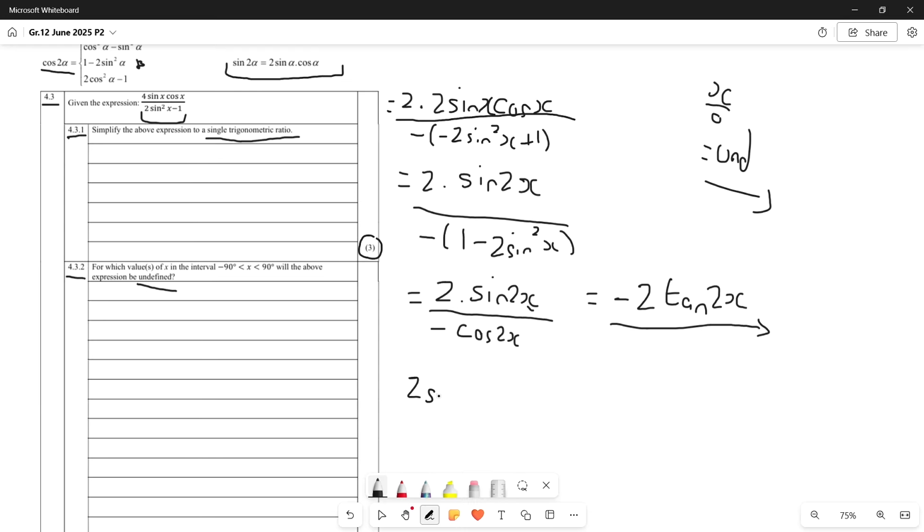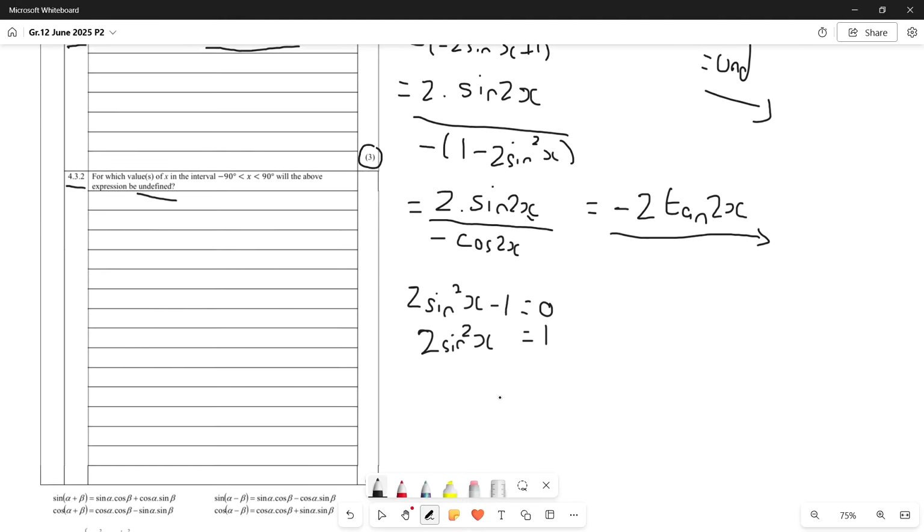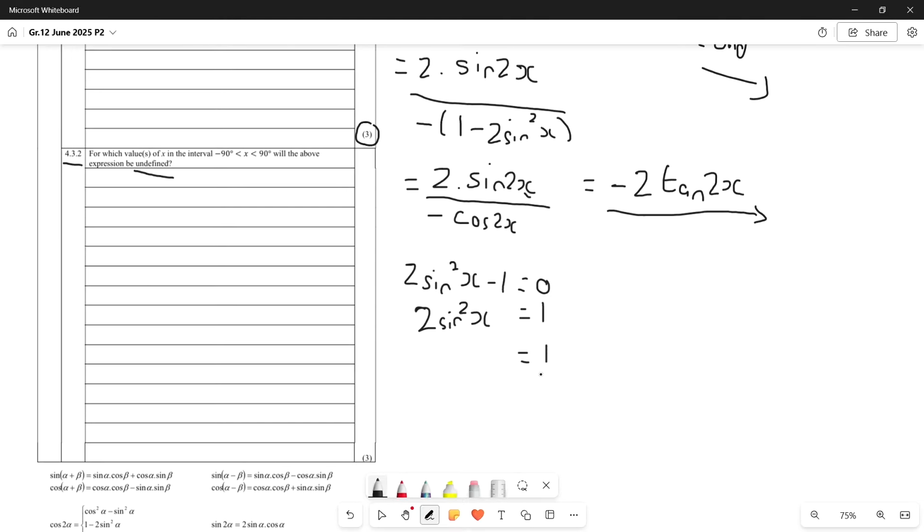So we have 2 sine squared x minus 1 equals 0. Then we can go ahead and take the 1 over. So we have 1 there, and we have 2 sine squared x over here. We can then divide by 2, bringing the 2 down here. So we have sine squared x equals a half.